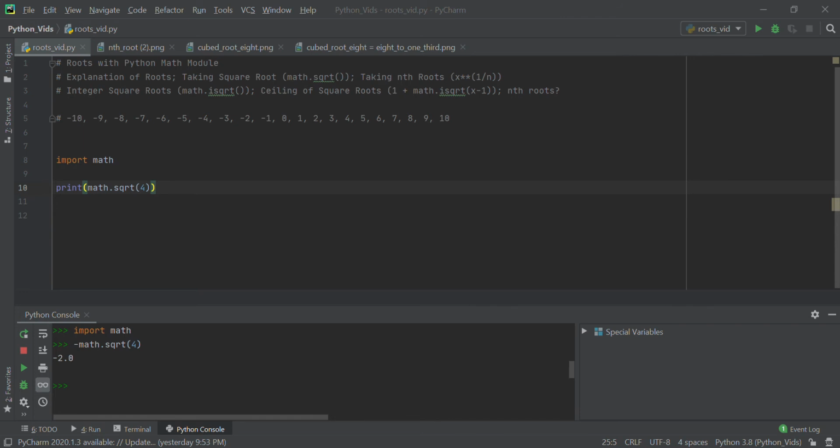What about the square root of a negative number? So for example, math.sqrt of negative 4.